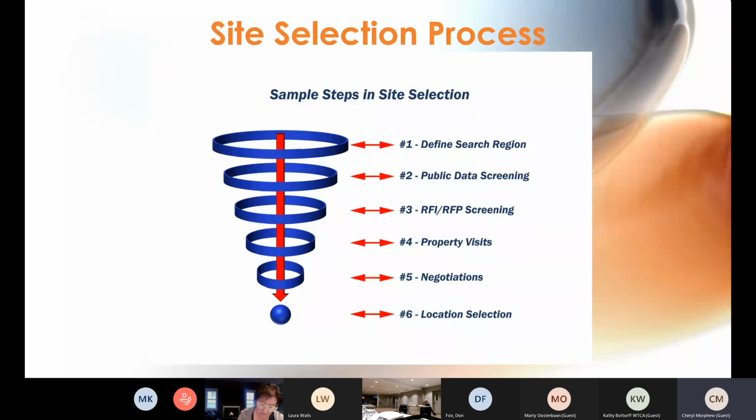So one of the things that happens is at the first stage where it says define the search region, is that the company will talk about a geography of interest that they want for this new facility.